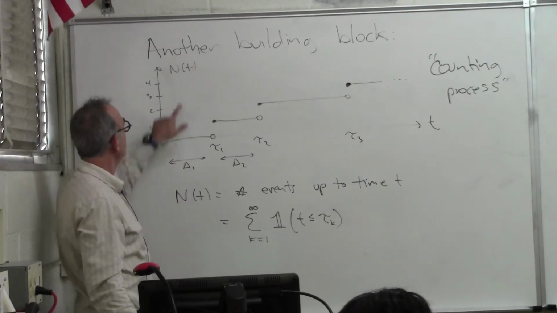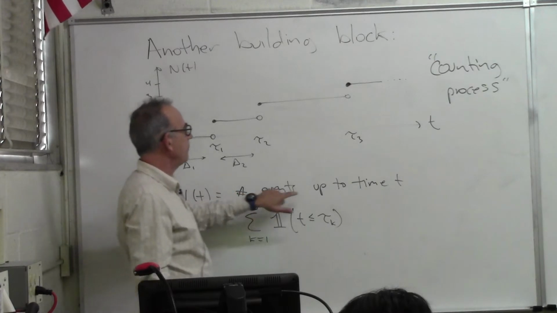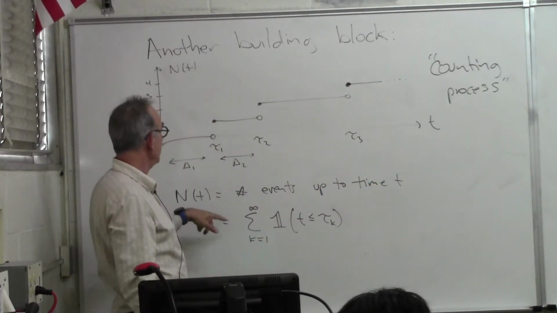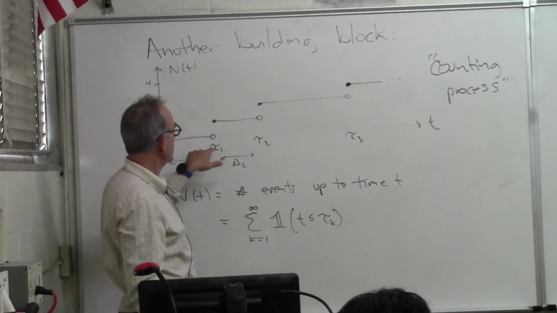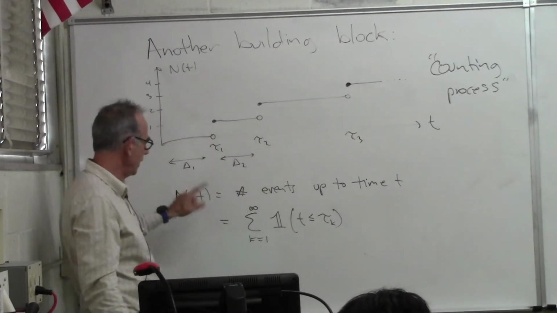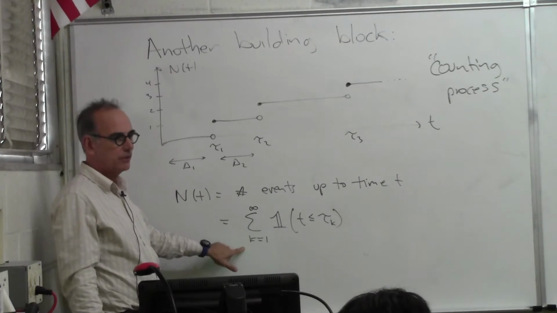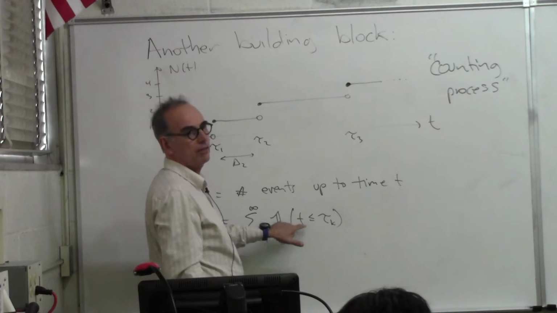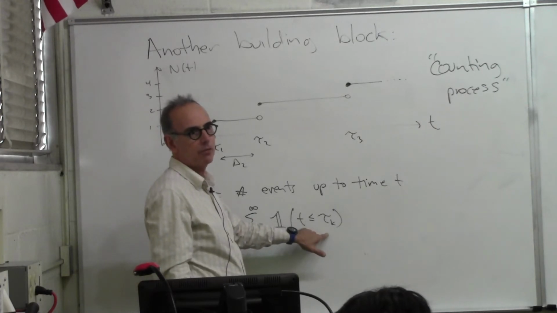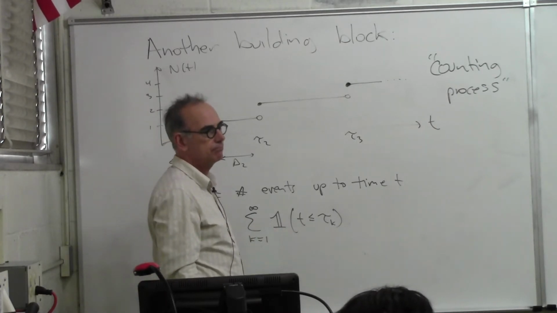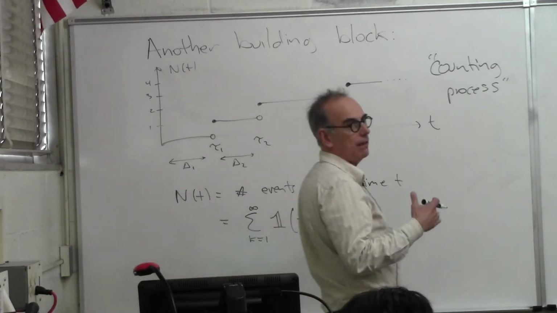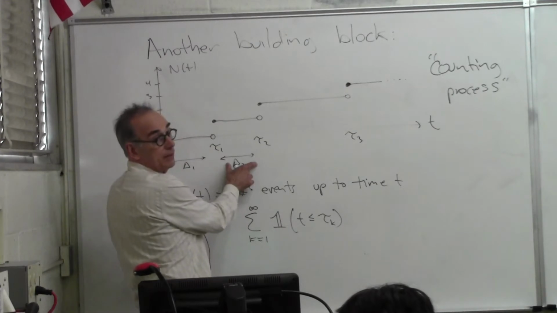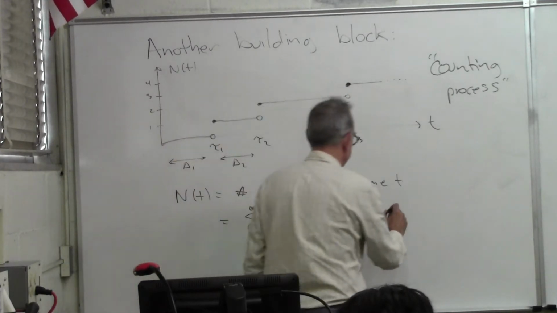So again, N(t), this process, will be the number of events up to time t, which means the number of jumps. Given these increasing times, tau 1, tau 2, tau 3, it's an infinite sum of indicator functions. Basically I'm counting up the number of times that t is greater than or equal to tau k. That's what this is saying. So the case that people typically are concerned with is when these inter-event times are IID.